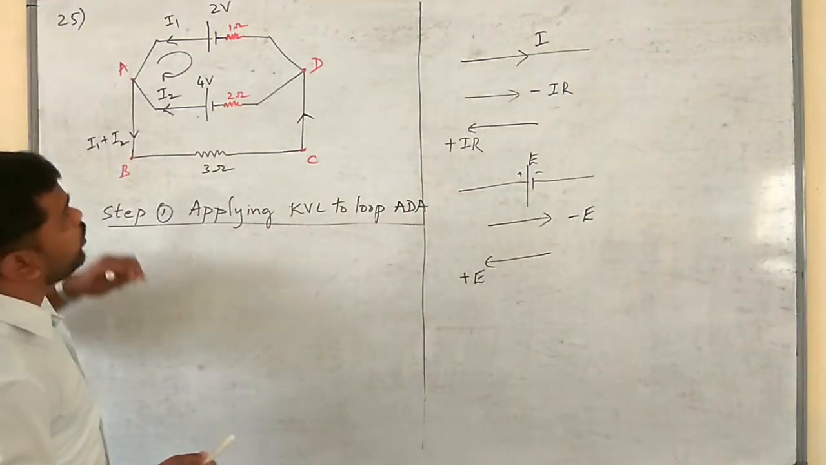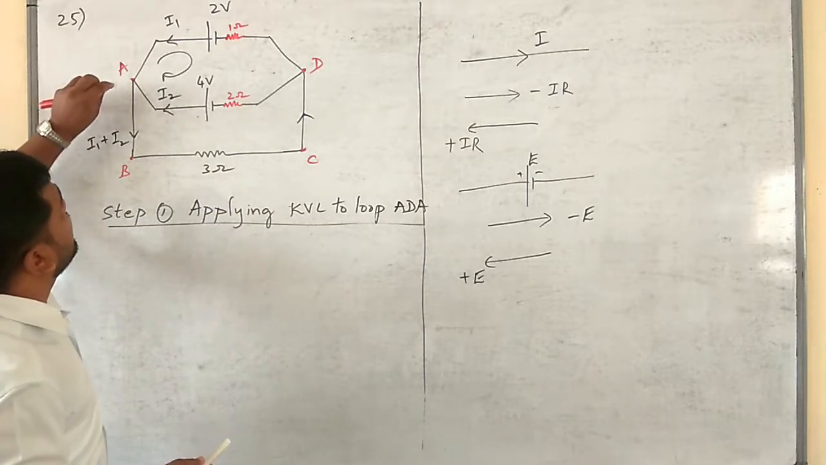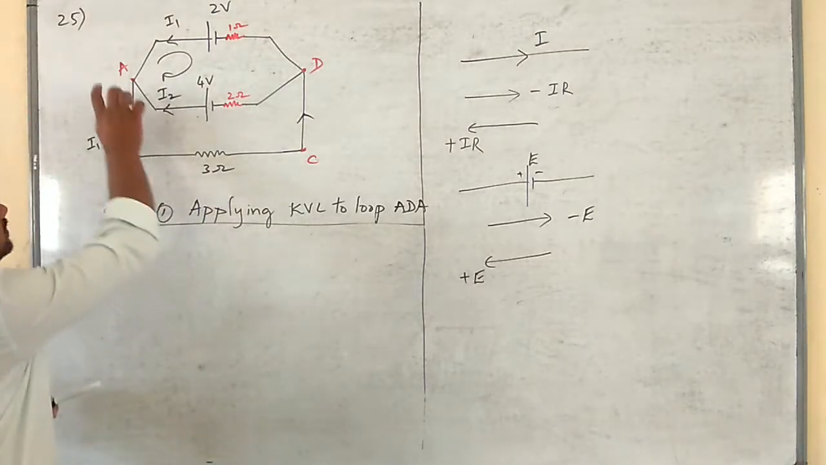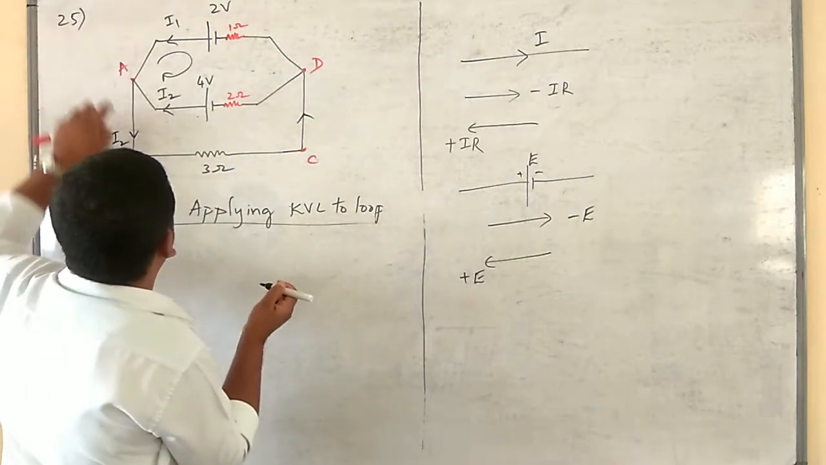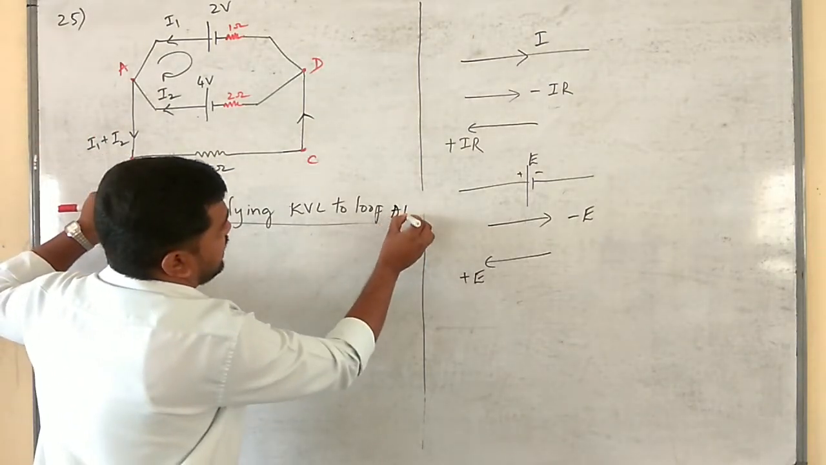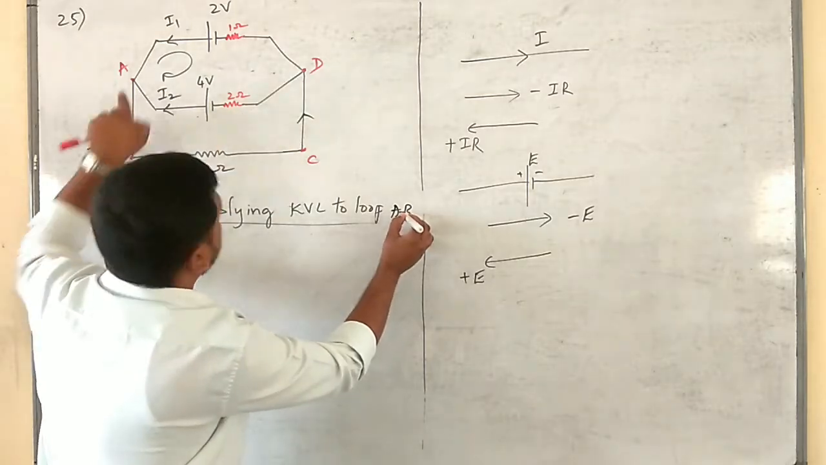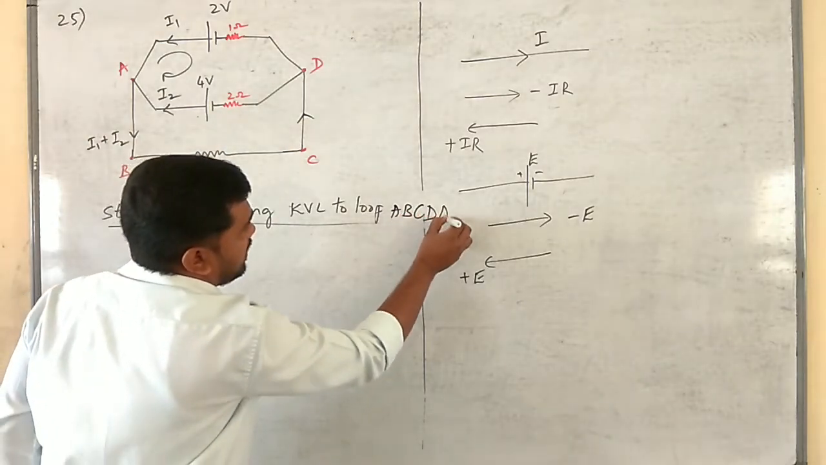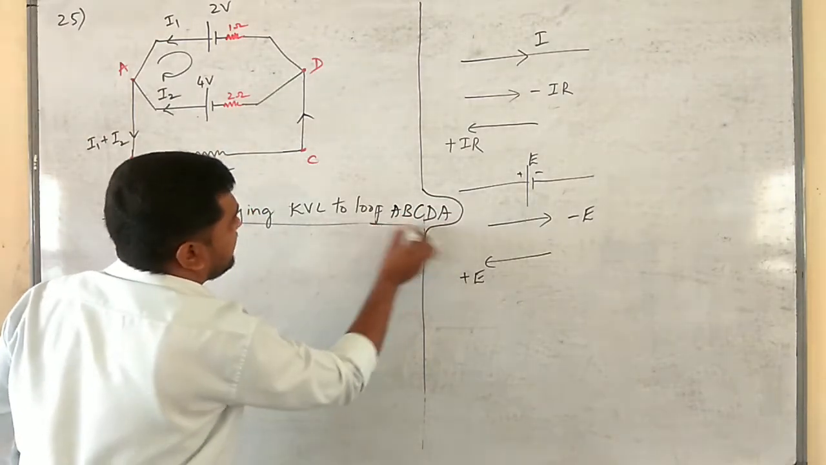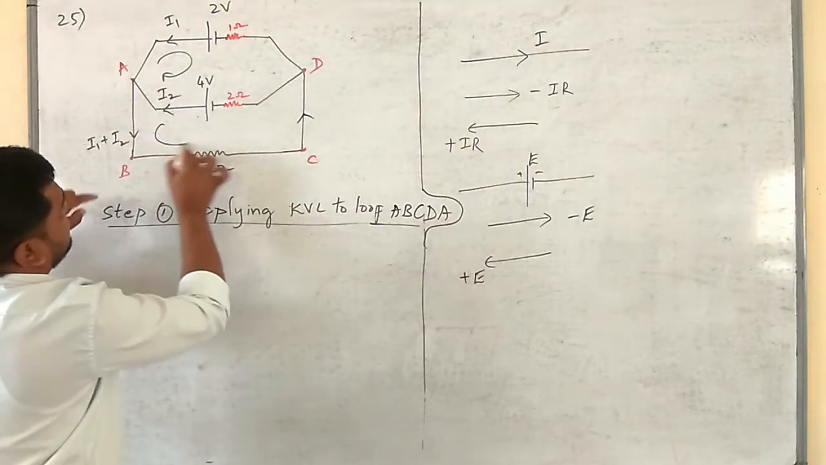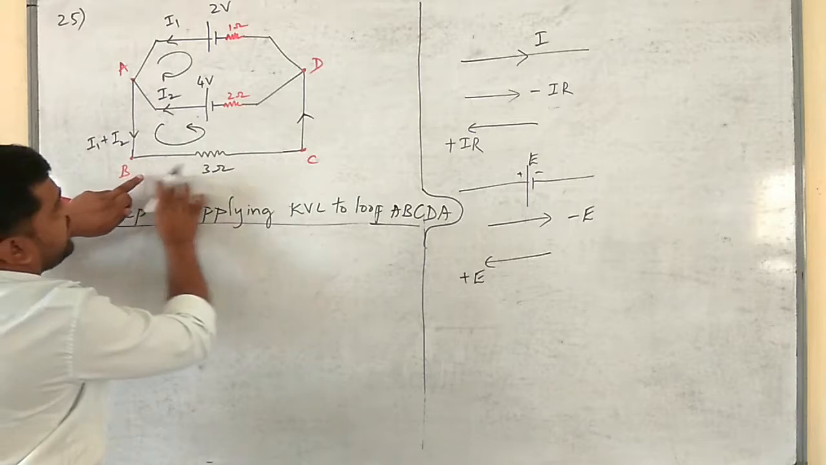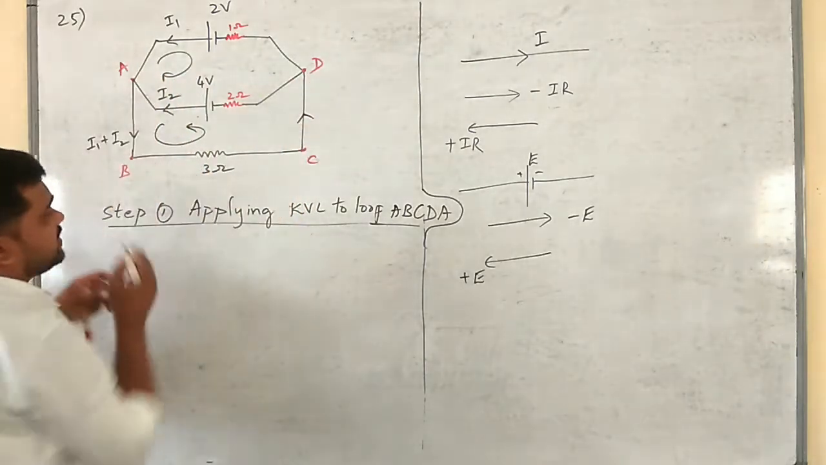Applying KVL to loop ADA. ADA ಅಪ್ಲೈ ಮಾಡೋದಕ್ಕಿಂತ ಫಸ್ಟ್ ABCD ಗೆ ಅಪ್ಲೈ ಮಾಡ್ತೀನಿ. Applying KVL to loop ABCDA. ABCDA is the loop here. Let us apply like this. A ಇಂದ B ಗೆ, B ಇಂದ C ಗೆ, C ಇಂದ D ಗೆ, D ಇಂದ ಮತ್ತೆ A ಗೆ.